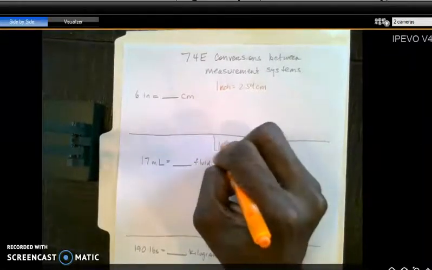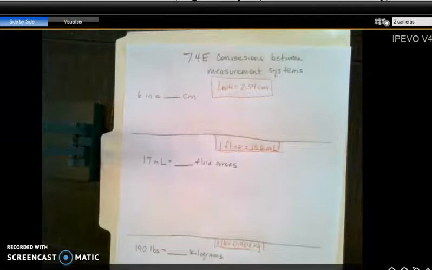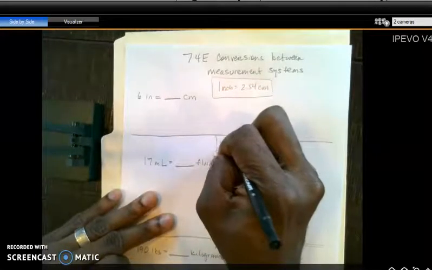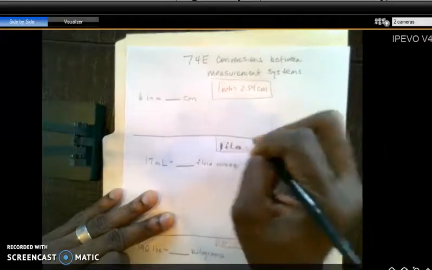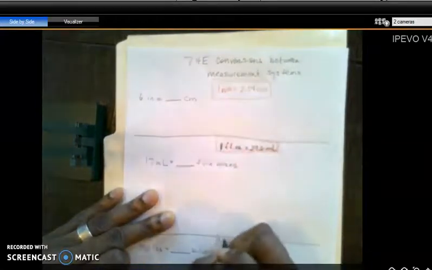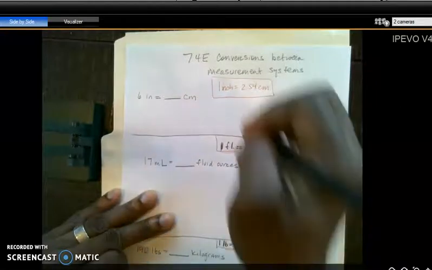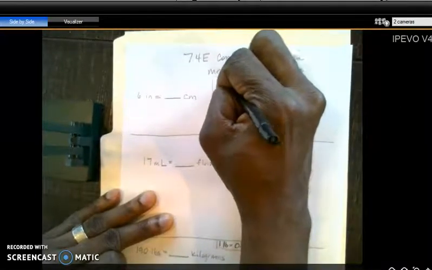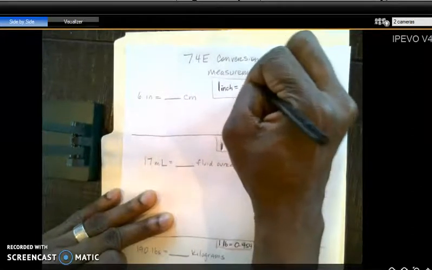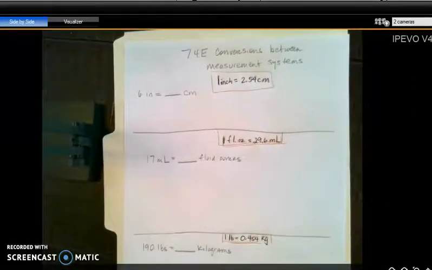Now, this conversion factor is going to be used as a ratio that we're going to look at. Let me go over these just for the sake of being able to see them, because I'm not sure how well the orange is showing up. 1 fluid ounce is 29.6 milliliters. 1 pound is equal to 0.454 kilograms. 1 inch is equal to 2.54 centimeters. With that said, we're going to use that conversion factor as a means of converting between the two systems. So let's take a look.